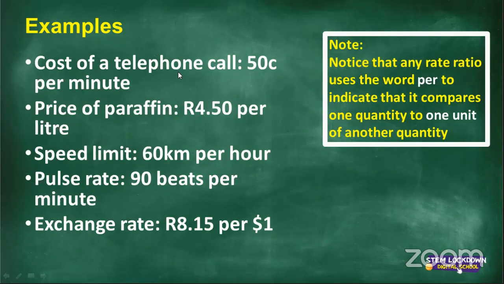So in the example of cost of a telephone, if you were to write it in ratio form, it would be 50 cents is to 1 minute. One for paraffin would be 4.50 is to 1 liter. The speed limit would be 60 kilometers is to 1 hour. So it compares it to one unit of another quantity. That's what you should always note. It is always comparing to one unit of another quantity.